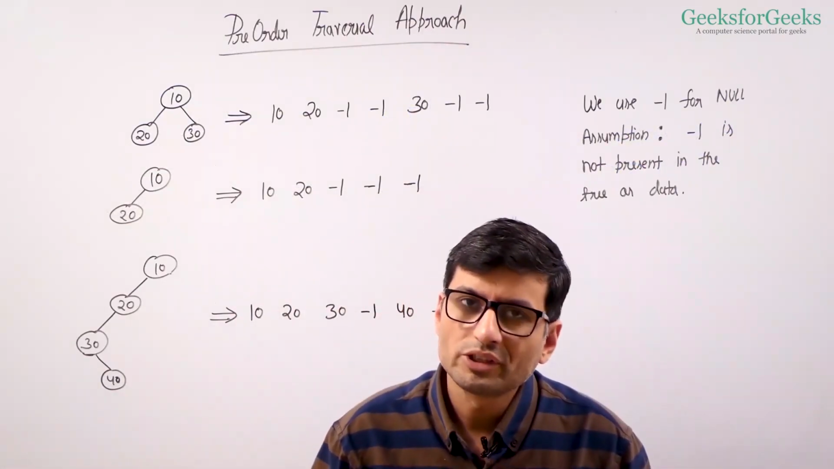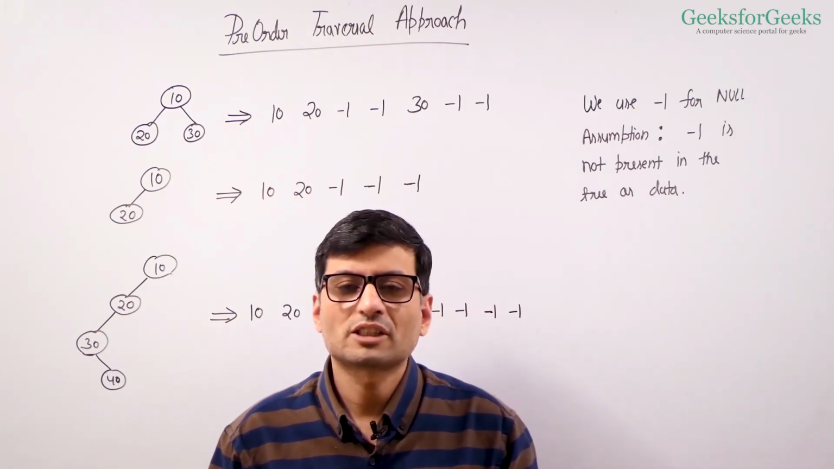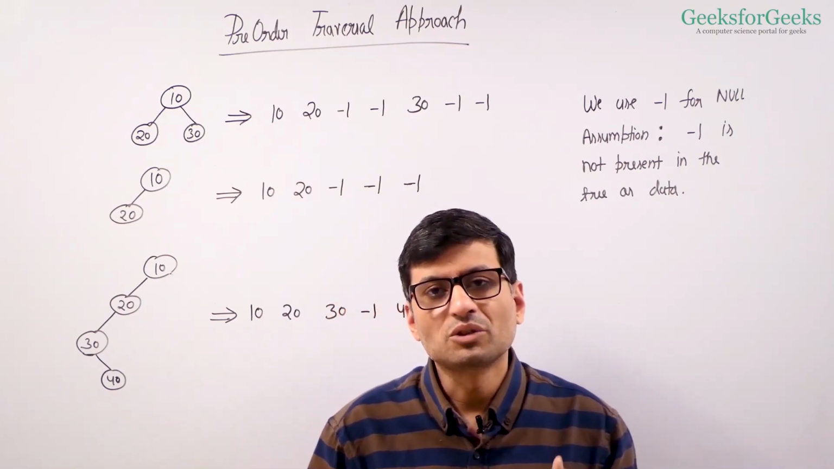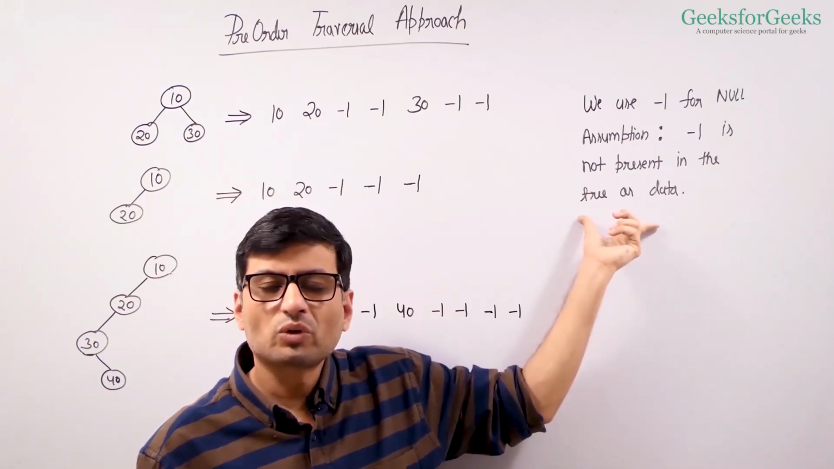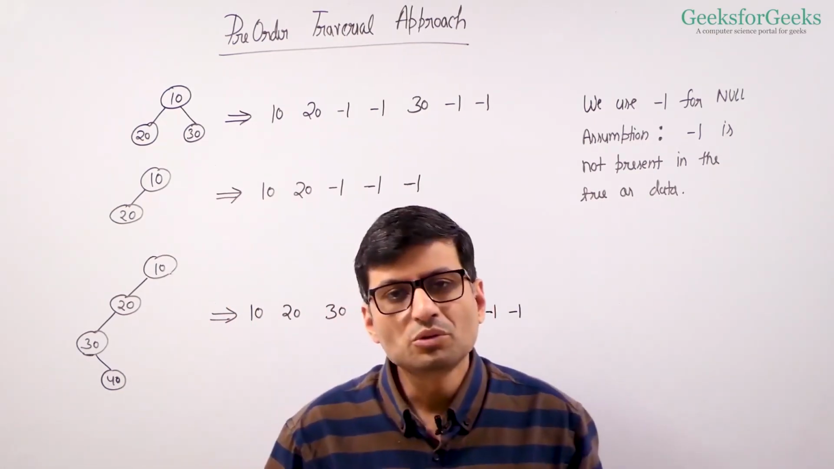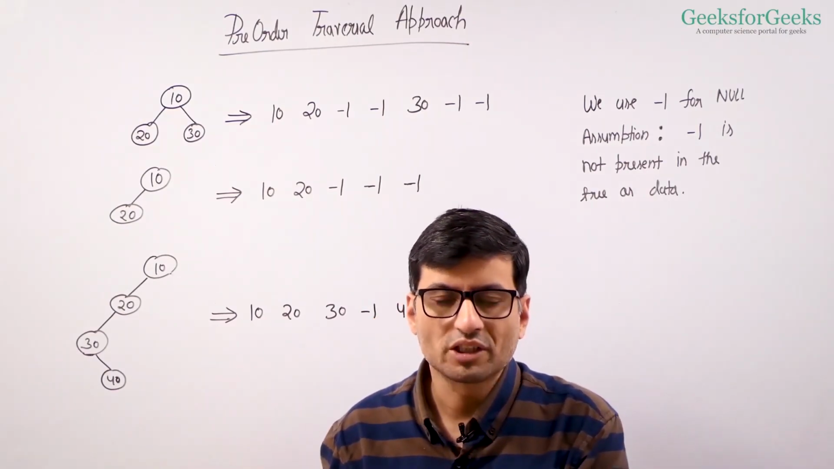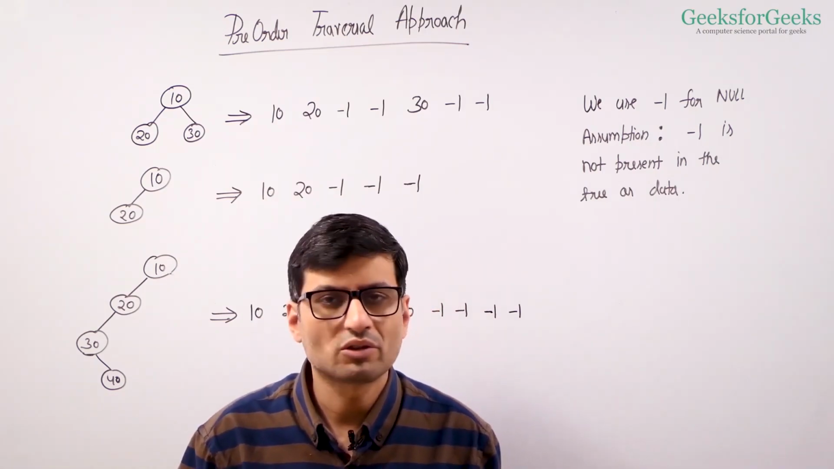Let us now talk about the solution. The idea of the solution is to use a special marker for nulls. Here I have used -1 for null. I am assuming that -1 is not present as data in the given binary tree. We use any of the standard traversals. I have used pre-order traversal here. We can use in-order traversal or post-order traversal or level order traversal as well.